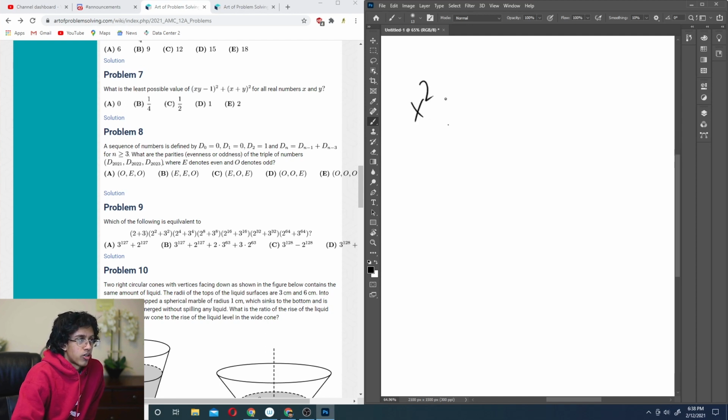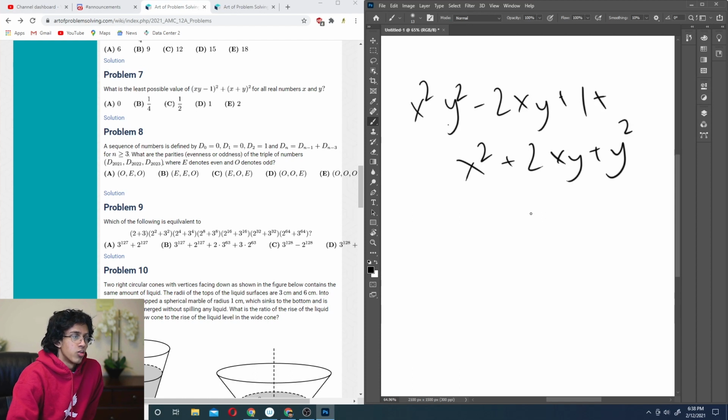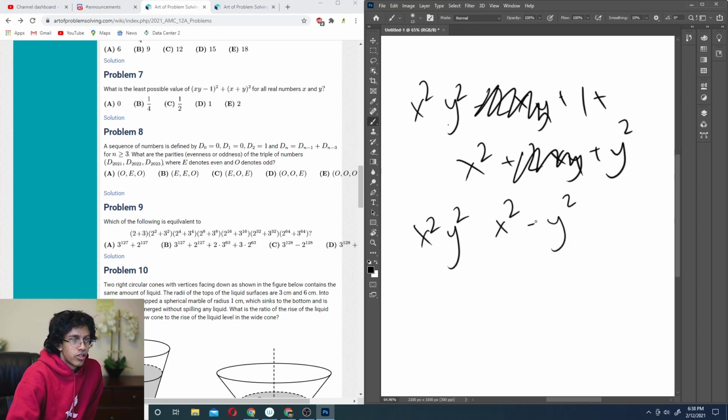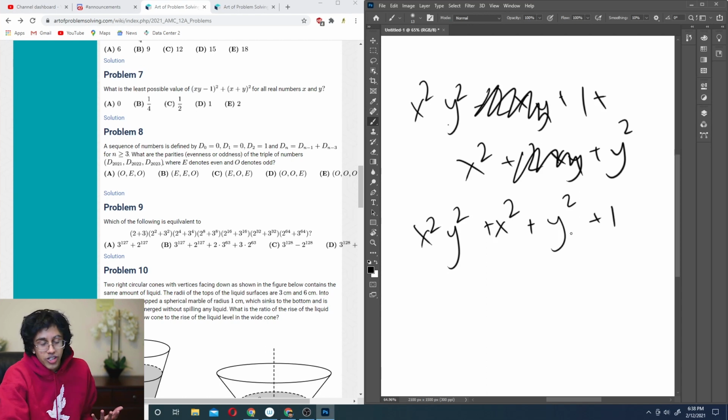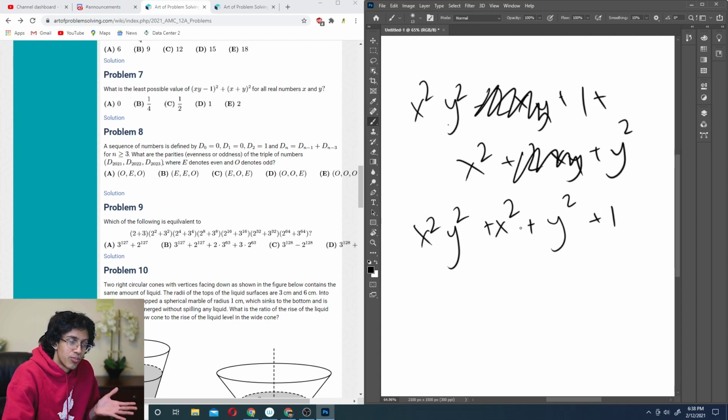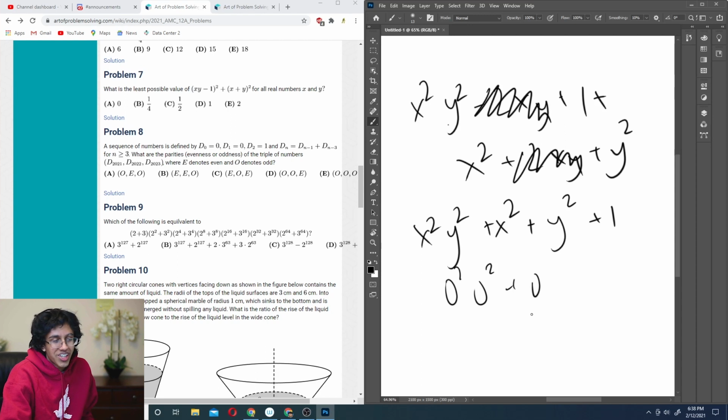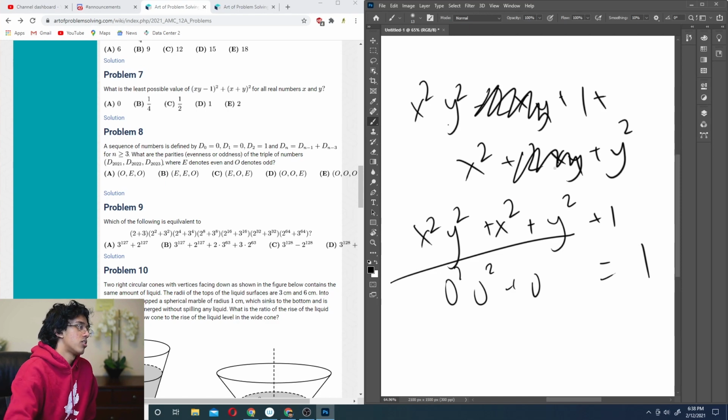So essentially, if you just do it out, x squared y squared minus 2xy plus 1 plus x squared plus 2xy plus y squared, right? So what's cool is that this cancels out. And now essentially you have 3 squared terms, or all the terms with variables are squared, and then you have a plus 1. So you gotta know by the trivial inequality that a squared number can't be less than 0. So the smallest we can make all these squares is 0, if we just set x and y to 0. You get the idea. So that just equals 1, and that has to be the smallest because these are all at least 0. So the answer is D.